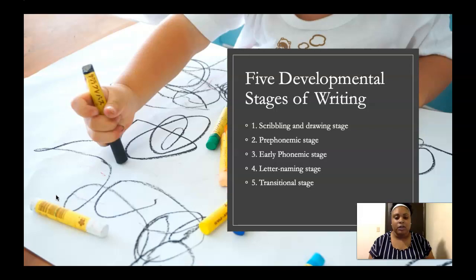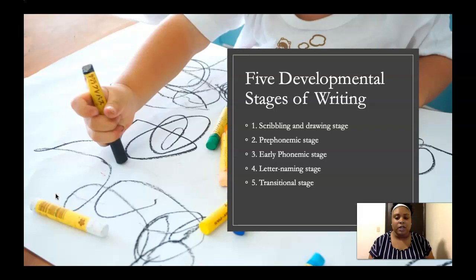Now we have the early phonemic stage. During the early phonemic stage, children are still using letters, but now they're using capitalized consonants to represent words. In this stage, children recognize that letters represent sound values because they are learning their alphabet. So whenever they write, they're using words that are represented by 1 or 2 consonant letters. And these letters are usually the beginning or the ending sounds of the word.